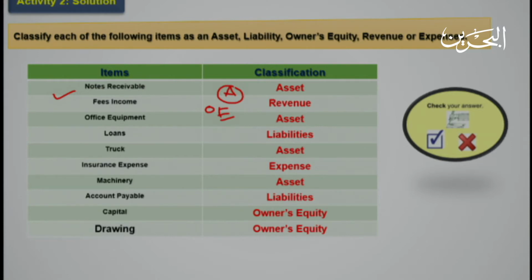Office equipment, it will be an asset. The loan will be a liability. The truck will be an asset. Insurance expense will be an expense, and as I know, it is a type of owner's equity. Machinery, it's an asset. And then I have the accounts payable, and it is a liability. Then the capital, I know it will be owner's equity. And finally, the drawings, it is also owner's equity.